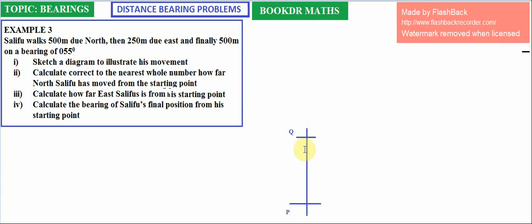Then he walked due east. That's 250 meters, so half of this line. 250 meters due east. East. We have to move in this direction. Okay, half of this line, somewhere here is okay. Due east. This is due east. So let me call this new position R. This new position R. As I said, you have to use capital letters.